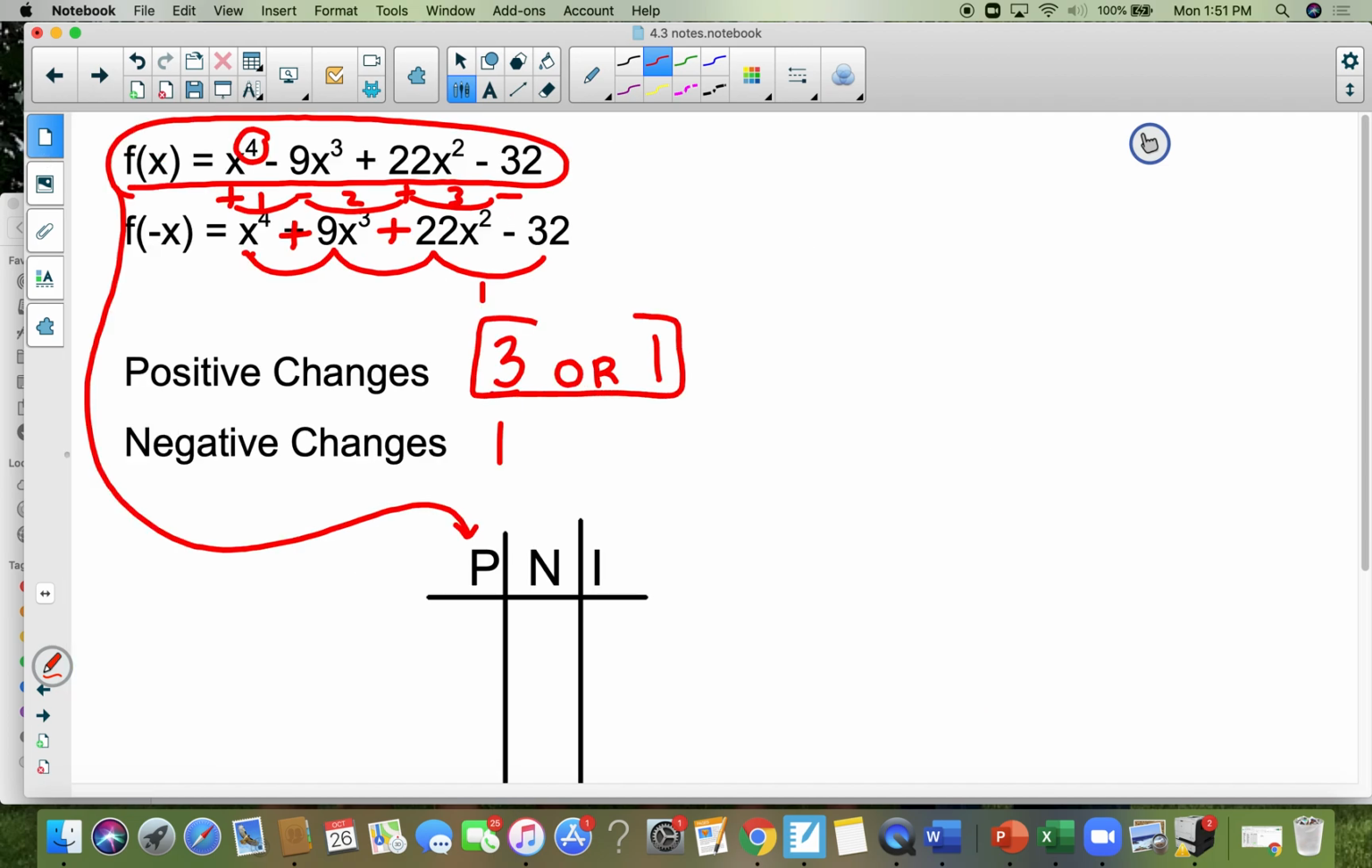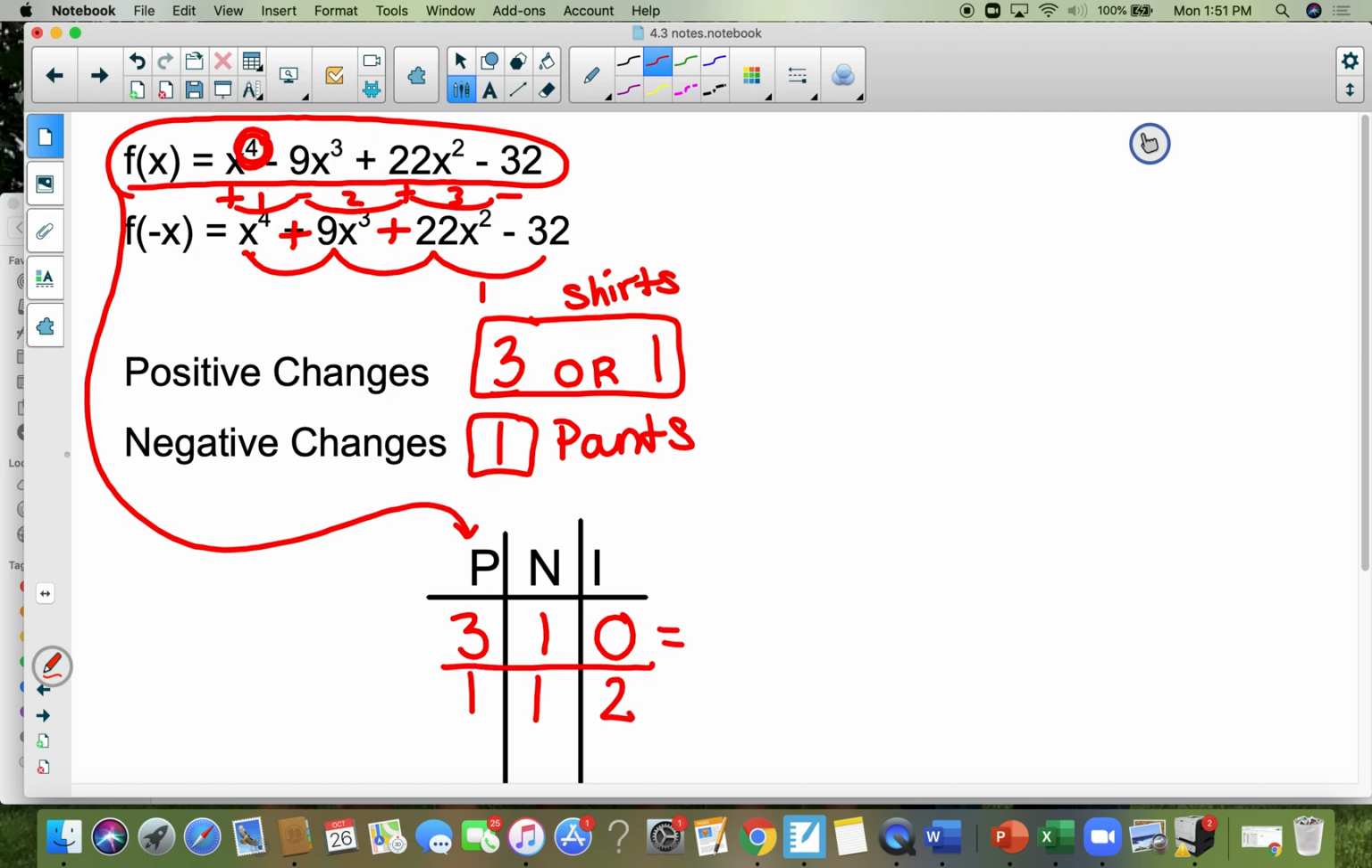Pretend that these numbers are the shirts, and this is the pants. The 3 can go with the pants, and the 1 shirt can go with the pants. Do you see that there are 2 ways that you can make a PNI chart? Because the shirts, you have 2 options, and the negatives, you have 1. And you know you have 4, so this has to be 0. This needs to be 2, because this needs to add up to 4, and this one needs to add up to 4.